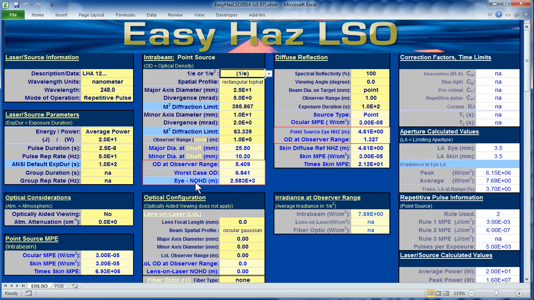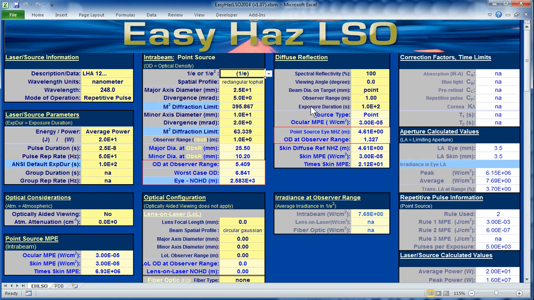Let's see what the skin is. Well, with the same MPE, kind of expect the nominal skin hazard distance to be the same as the nominal ocular hazard distance, and it is. One other thing I'd like to look at is the time skin MPE. Yeah, it's only about 7 million times above the limit. So you might want to think about what kind of control measures you want in this lab? And is it only for the user?